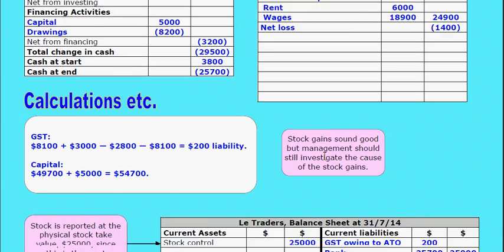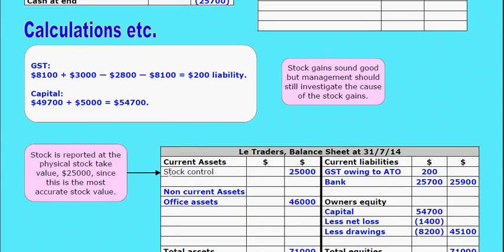And of course, in the balance sheet, this stock control figure, this 25,000, that is the figure as per the physical stock take. It is deemed to be the most accurate figure. It overrides what the stock card said, so the stock control value in the balance sheet matches the physical stock take.